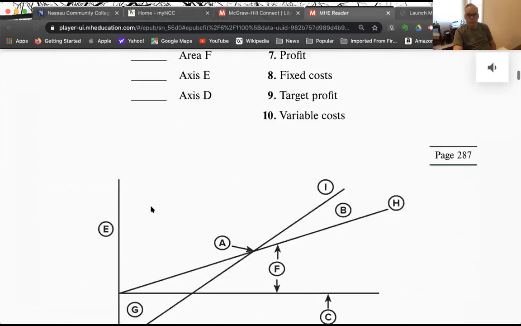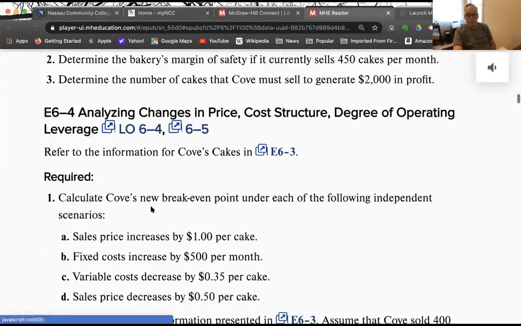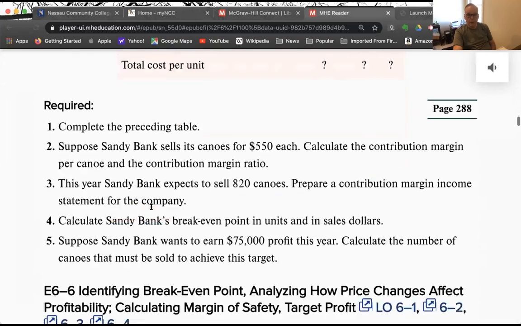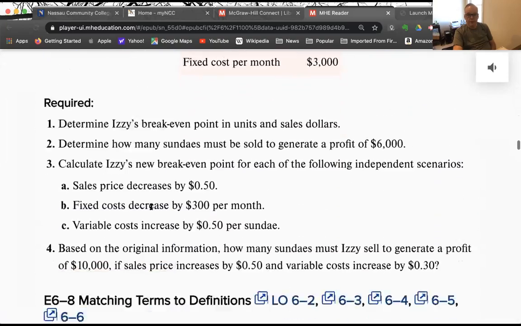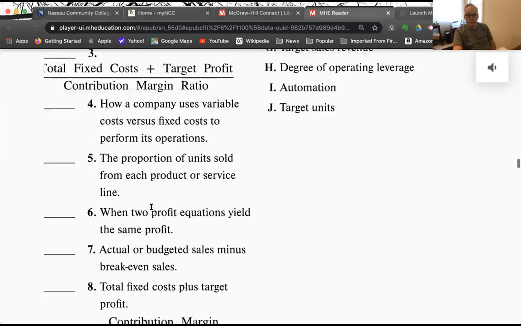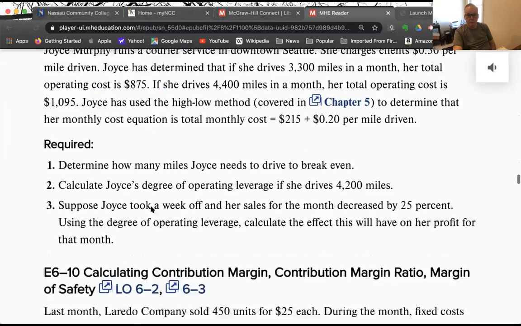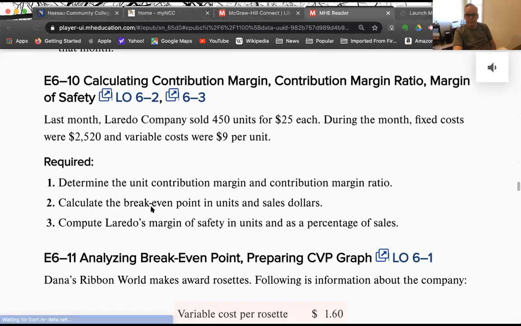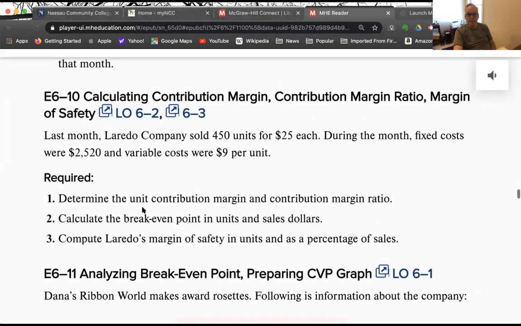Okay, I wanted to do one of these with you together, right? So you could get a little more practice. And exercise 10 looks like a pretty good one. All right, let's take a look at exercise 10.